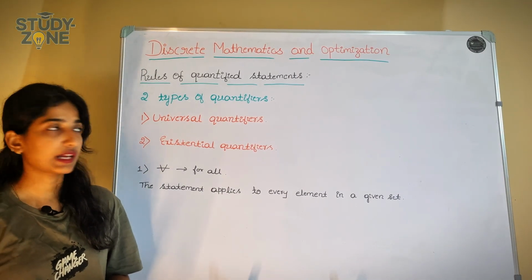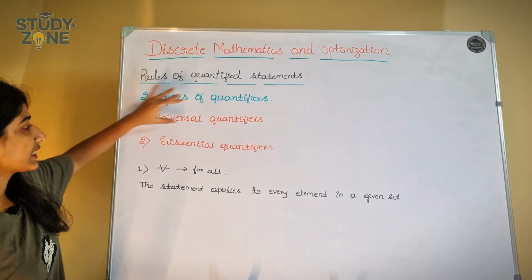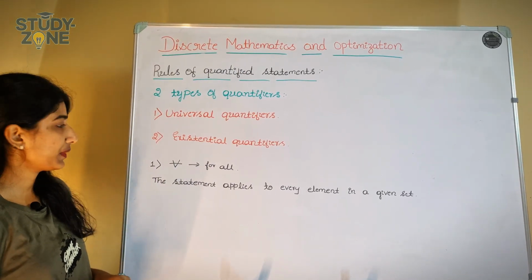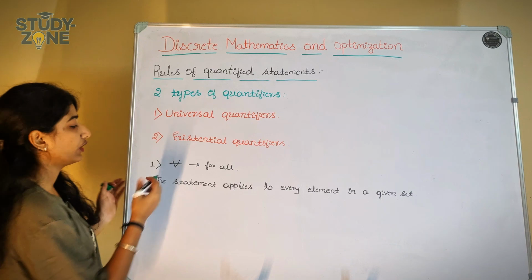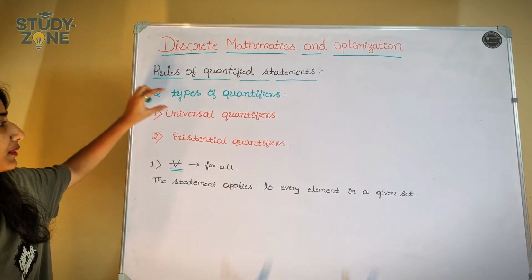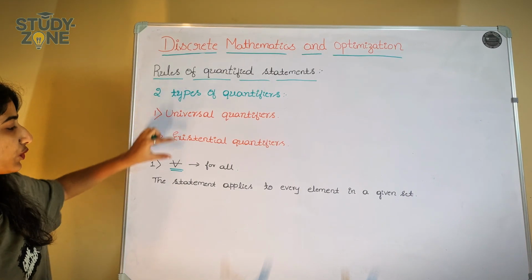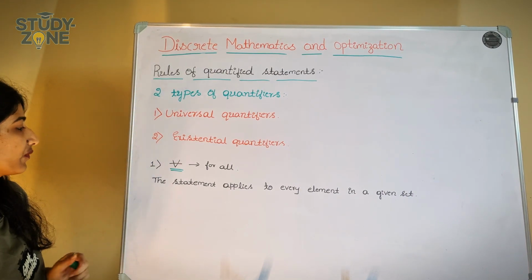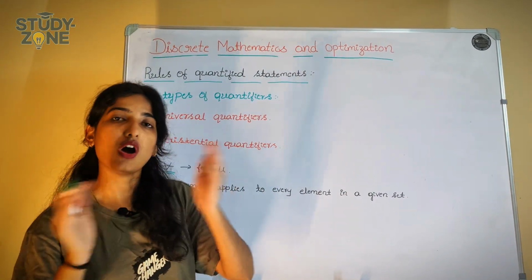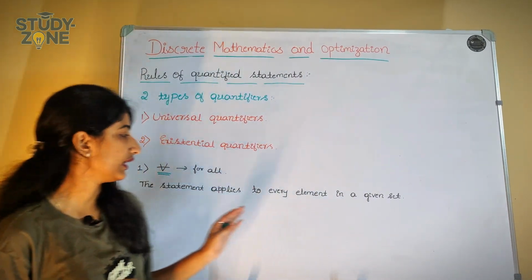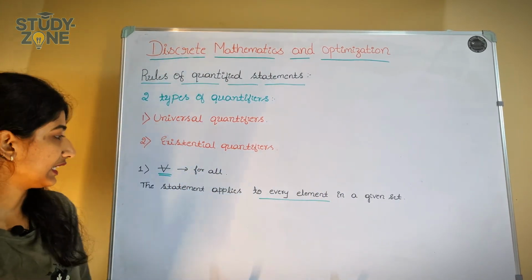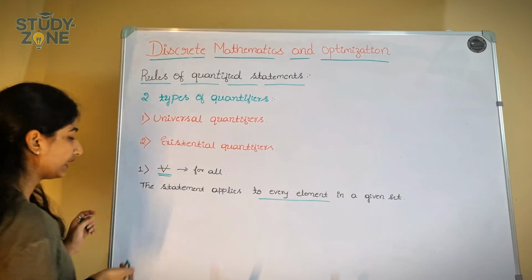So the first type is universal quantifiers. This universal quantifier is represented with the term for all. So remember this is the term for all. Okay, so to symbolize the universal quantifier, you use the symbol for all. So the statement applies to every element in a given set. For all, which means for every element in a given set. So this statement is applied to every element in the given set. So let us take one example.